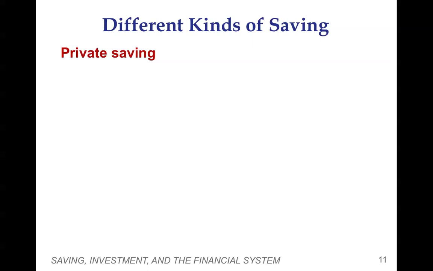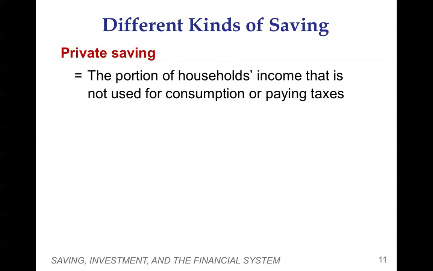All right, first we talk about private savings. This is the portion of households' income that is not used for consumption or paying taxes. And this is equal to Y, the income that households receive, minus taxes, which is T, minus C, which is consumption. So this is what households have left over once you have spent your money and paid taxes. What you receive in your paycheck is your income net of all the taxes and deductions. But then once you take out the consumption, that is your private savings.